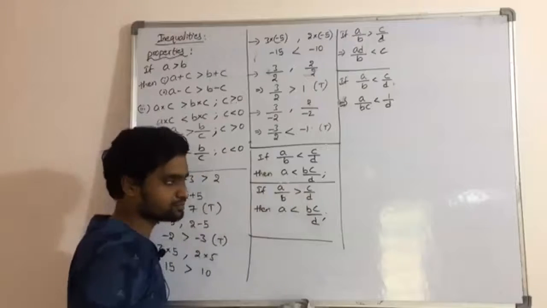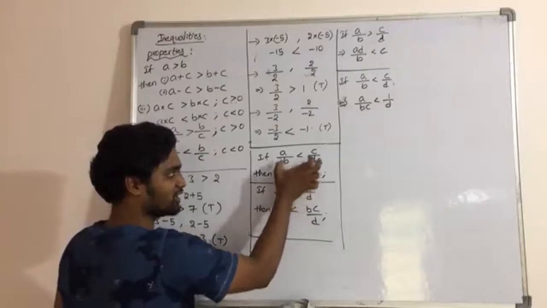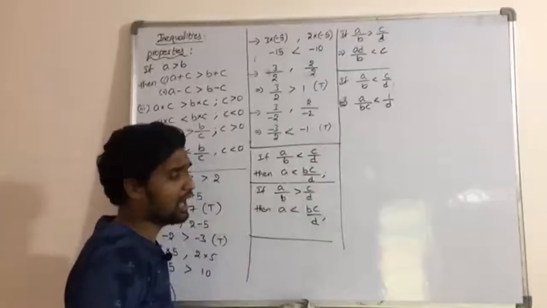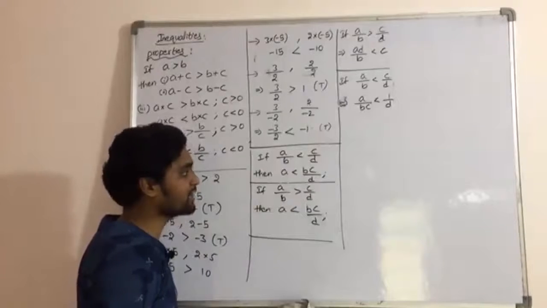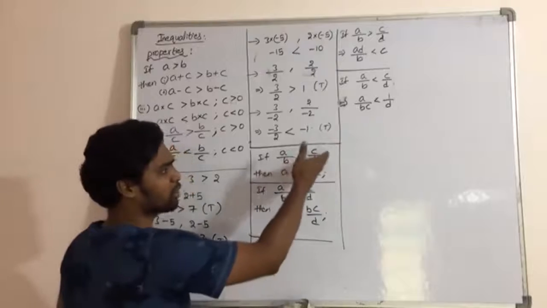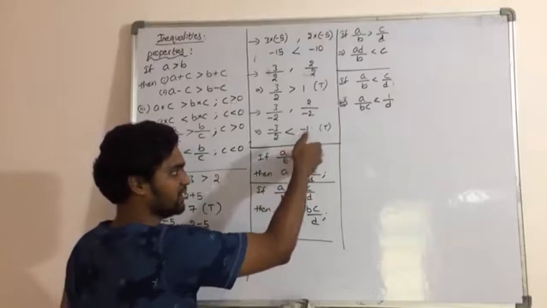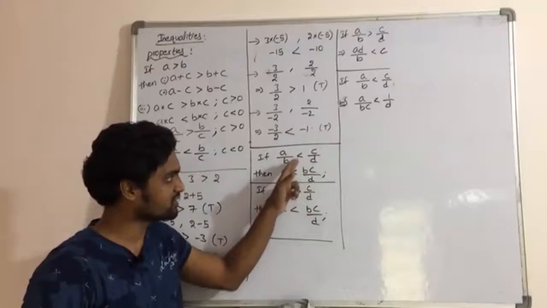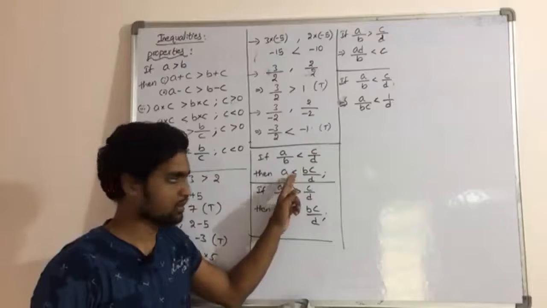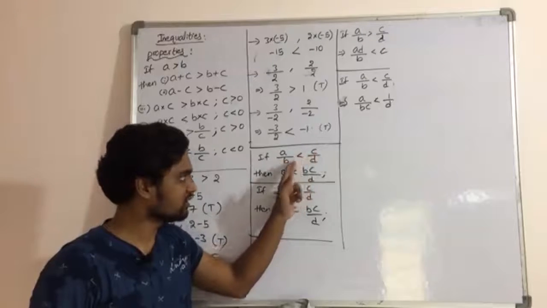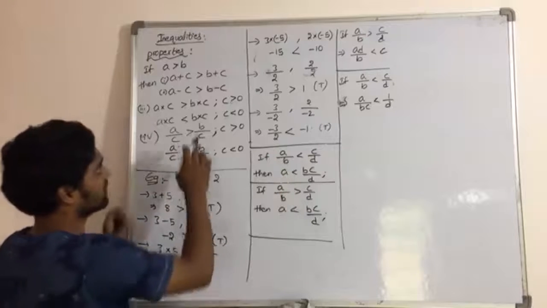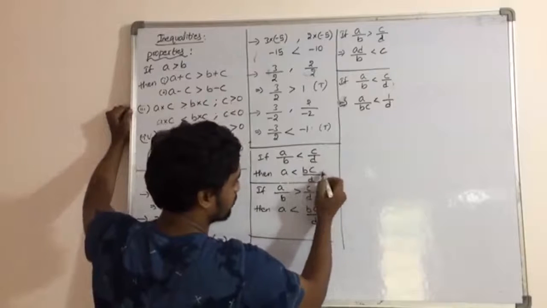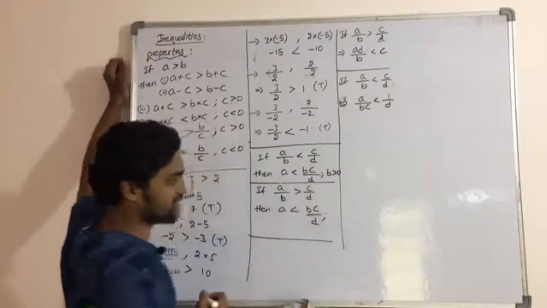How did we get this inequality from this inequality? After multiplying with B on both sides, right? B cancels, and here we'll get B into C by D. Now, observe this. After multiplying with B on both sides, the inequality did not change. What does that mean? If the inequality remains the same after multiplying with a number, that means the number is positive. So this is only possible when B is greater than 0.